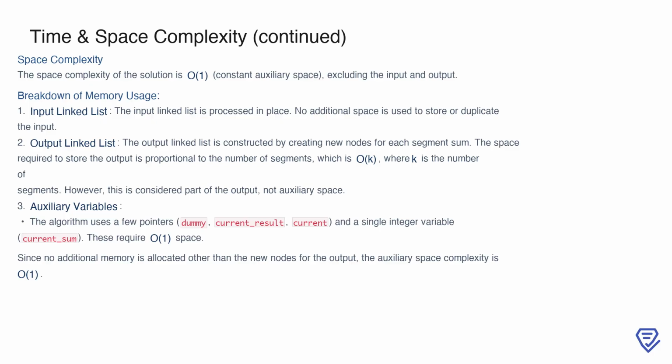The space required for these new nodes is proportional to the number of segments, or O(K), where K is the number of segments between zero nodes. However, this is part of the output and does not affect auxiliary space. Finally, the algorithm uses a handful of pointers like dummy, current_result, and current, along with a single integer variable current_sum. These require a fixed amount of memory, regardless of the input size, resulting in an auxiliary space complexity of O(1).